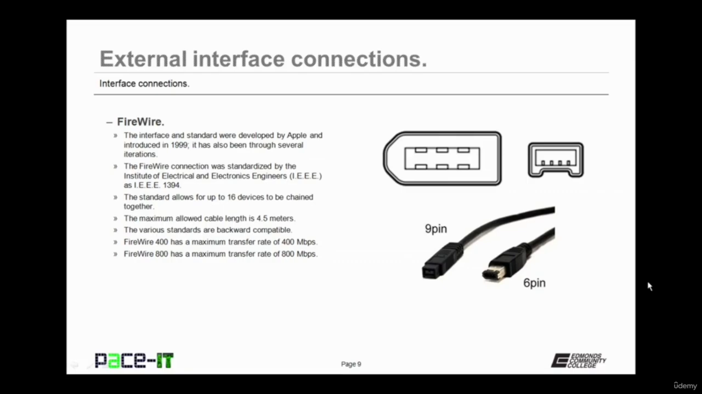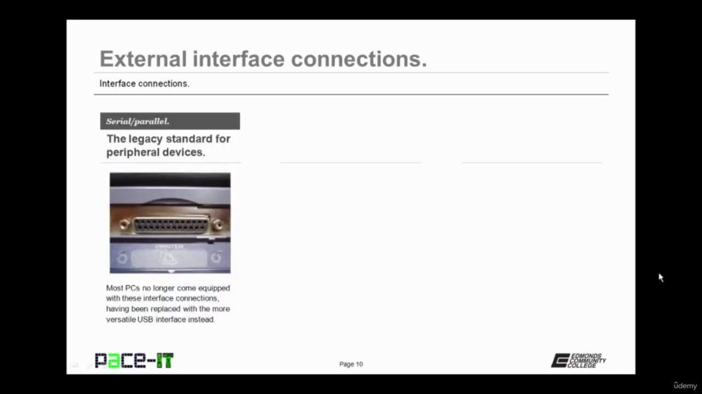There are two main standards. There's FireWire 400, which has a maximum transfer rate of 400 megabits per second. And then there's FireWire 800, which has a maximum transfer rate of 800 megabits per second. Moving on, we have the serial and parallel interface. These are the legacy standard for external peripheral devices. Most PCs no longer come equipped with these interface connections, having been replaced by the more versatile USB instead.